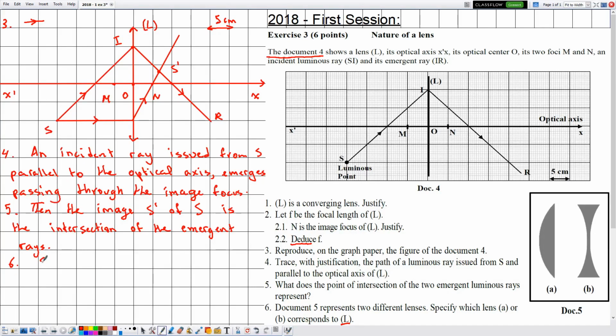Then let's say that since a converging lens is thicker at the center and thinner at the edges, and this is known as a thin edge lens, then A corresponds to L.